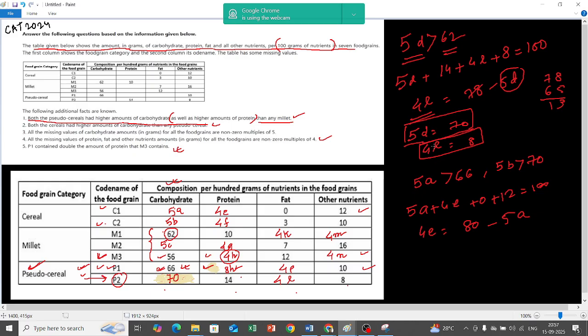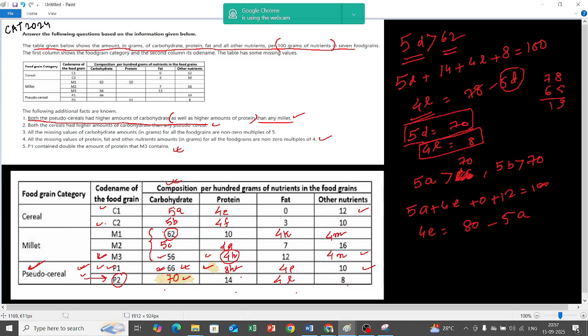Okay. Or say we can say that, yeah. So since 70 is the highest value, we can say that both of them should be greater than 70, right? Because it is given that both the cereals had higher amounts of carbohydrate than any pseudo cereal. So here 70 is the highest value. So 5A should be greater than 70 and 5B should be greater than 70.